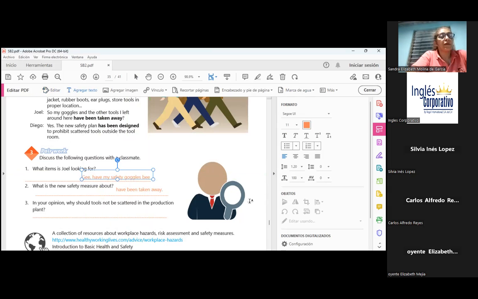The second is to wear ear protection, gloves, protective vest, protection belt, helmet, jacket, rubber boots.